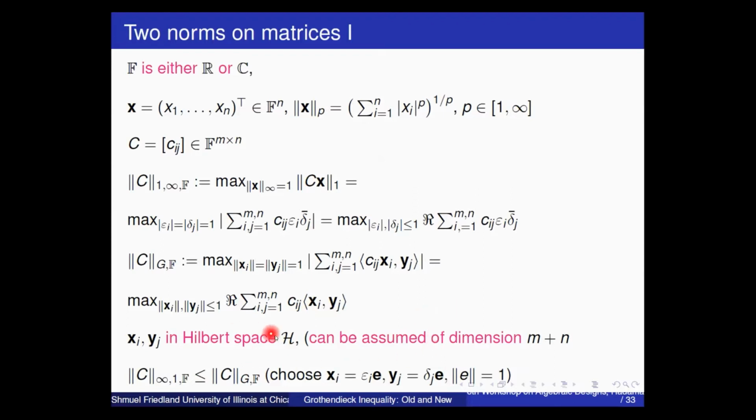But actually, we will see that it's enough to assume that the dimension of this Hilbert space is the minimum of n. Okay, so it's very easy to show that this norm C infinity 1 is less or equal than the Grothendieck norm. Just choose each vector xi and yj to be in a one-dimensional space. Okay, next.